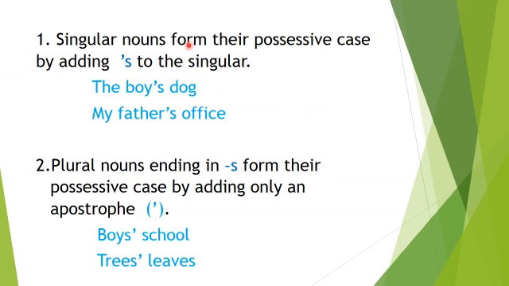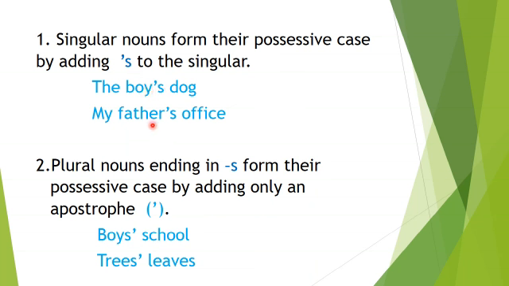Firstly, singular nouns form their possessive case by adding apostrophe s to the singular. So firstly, how to change the possessive case of singular nouns? If our noun is singular and we have to show possessive case, just add apostrophe s to the singular noun. For example, boy is singular, but we have to show a possessive case. So what will we add? We will add apostrophe s. So it will become the boy's dog.